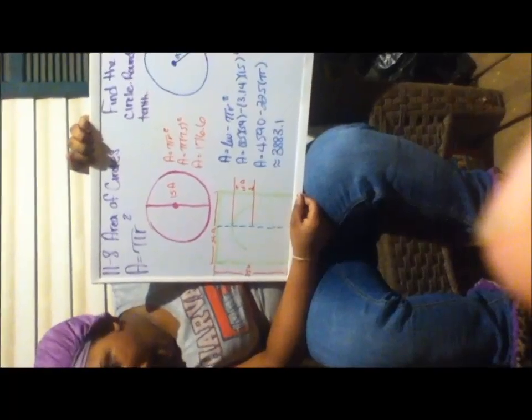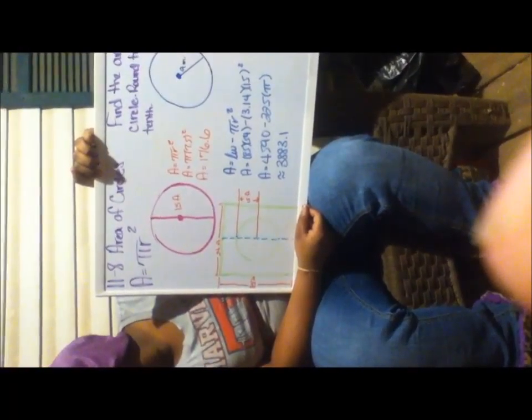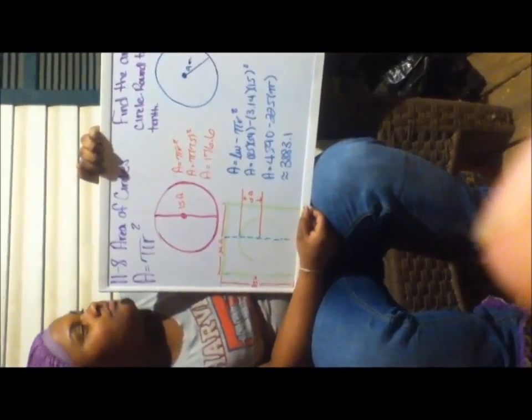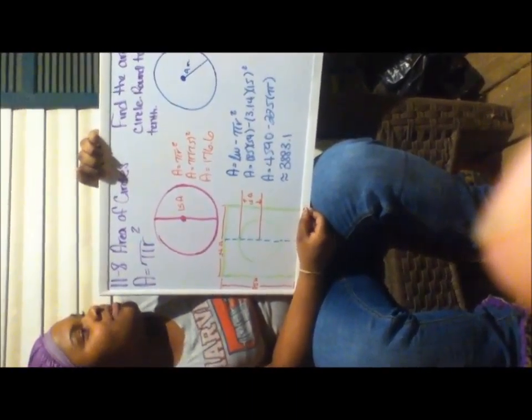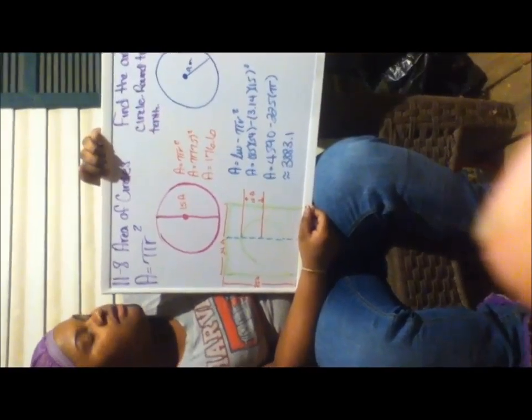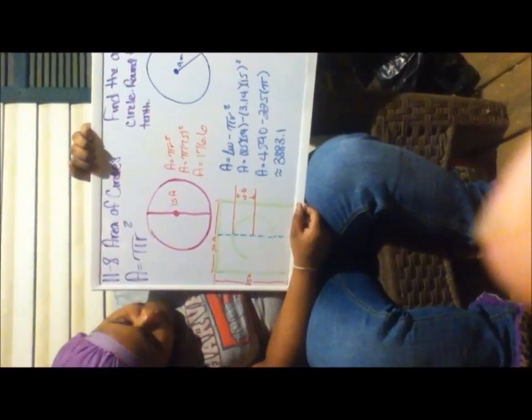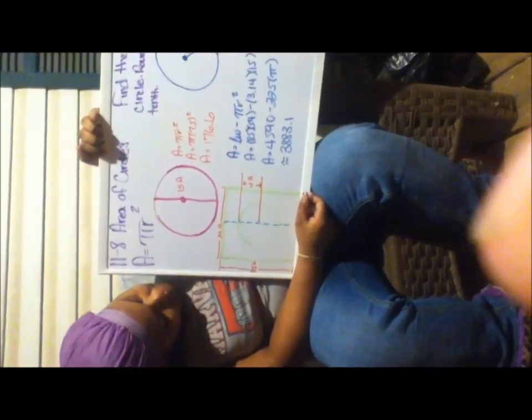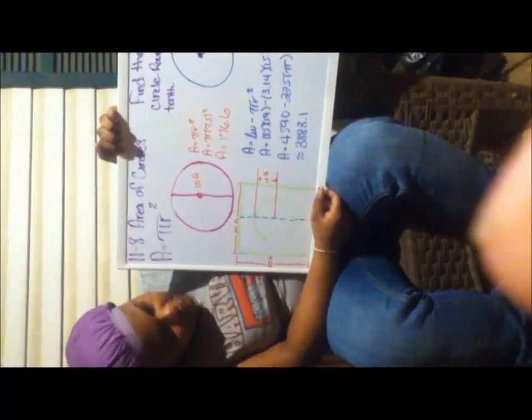4,590. And 3.14 times 15, which is the radius it's given us, squared, equals 225 times pi. And then subtracted, it equals 3,883.1.